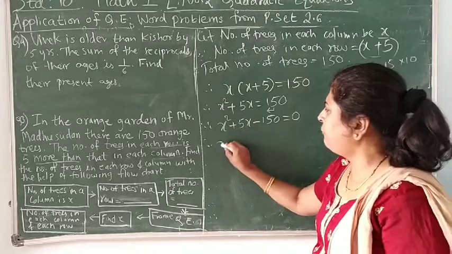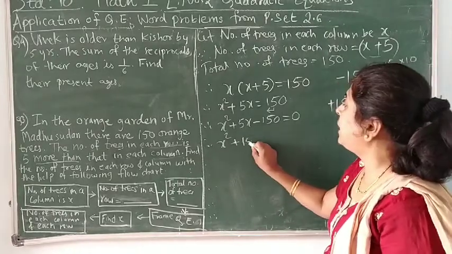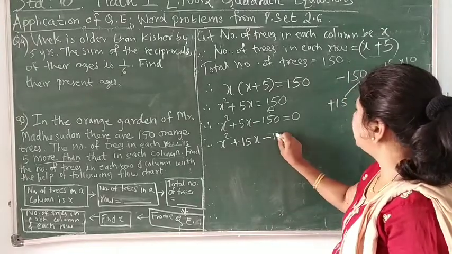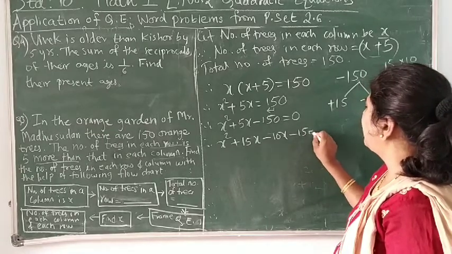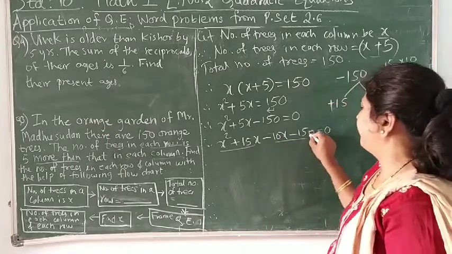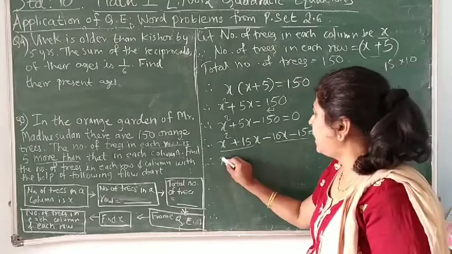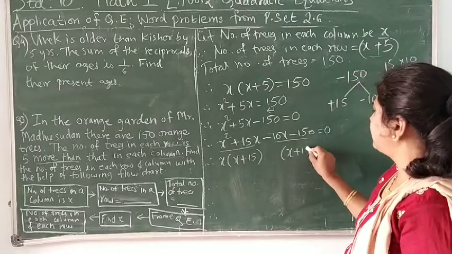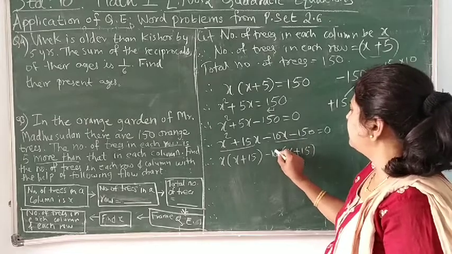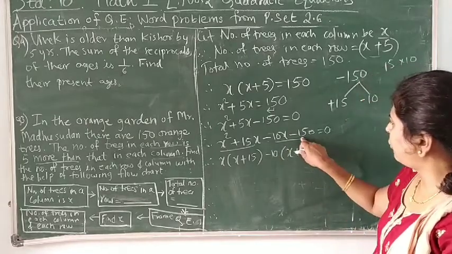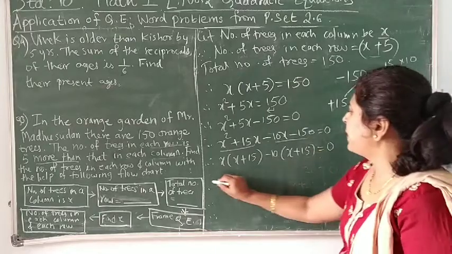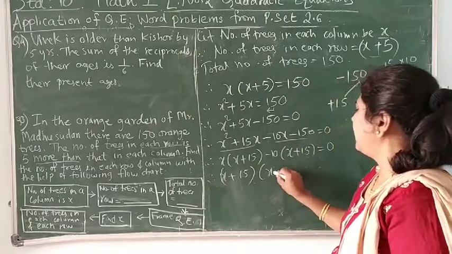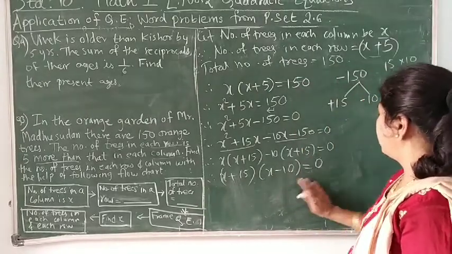So if you write x square, this has plus 15x. Don't forget to write the variable along with these factors. Minus 10x minus 150 is equal to 0. Take out the common. Here you will get x in bracket x plus 15. Write the same bracket x plus 15 and here it is minus 10. Okay, you can verify, the product of this is minus 150. Yes, and that's why x plus 15 is one bracket and another bracket we have x minus 10 is equal to 0.